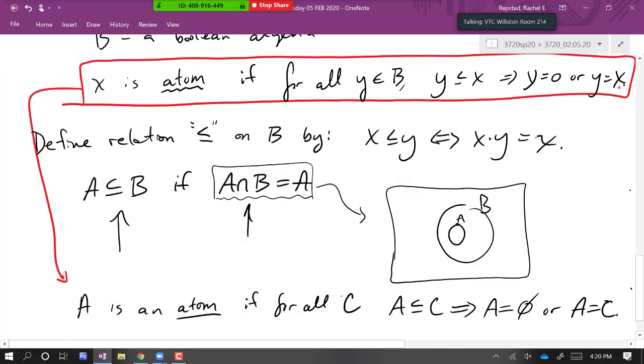Oh, hold on. I got that backwards. This is about C. This is going to make a lot more sense now.